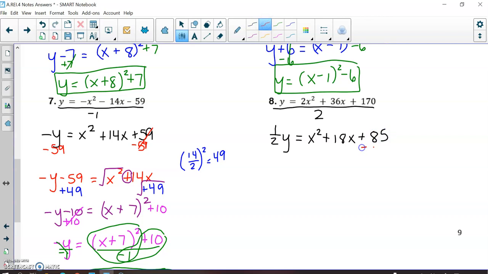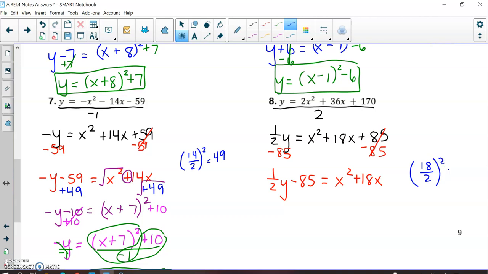Now we work to bring our constant over to the side that the y is on. So I have 1/2 y minus 85 is equal to x squared plus 18x. I take my b value, which in this case is 18. I divide by 2, which is 9. And squaring that number, I get 81. I'm going to add that 81 to both sides to keep this equation balanced.